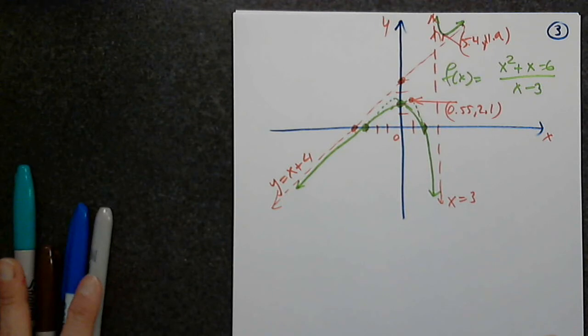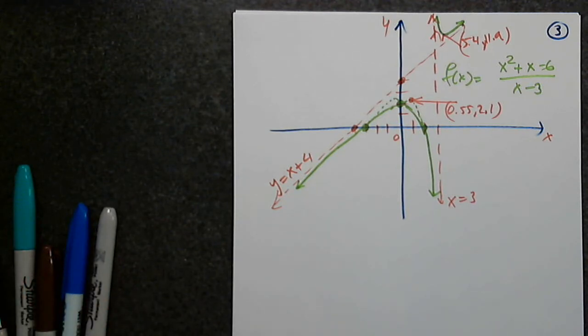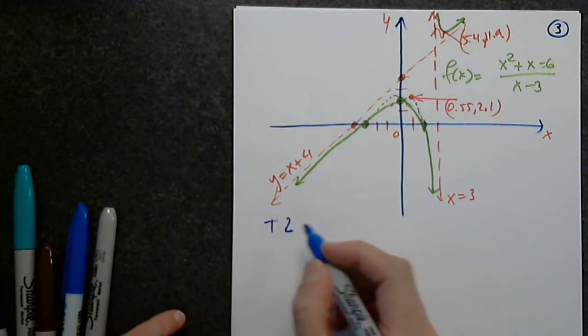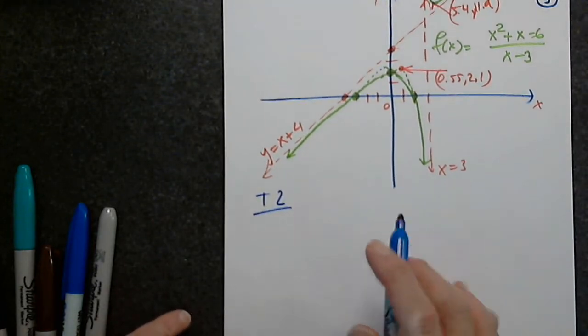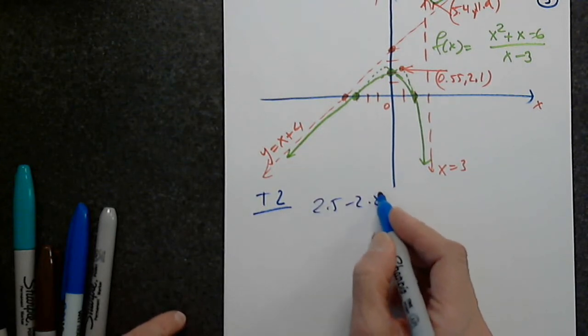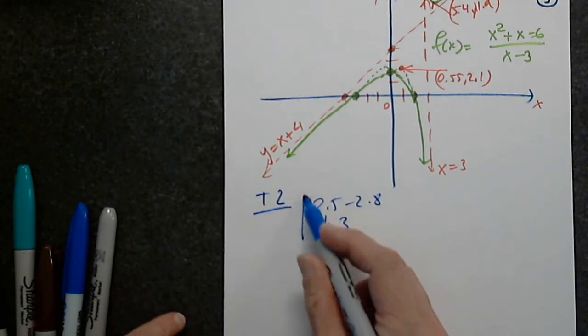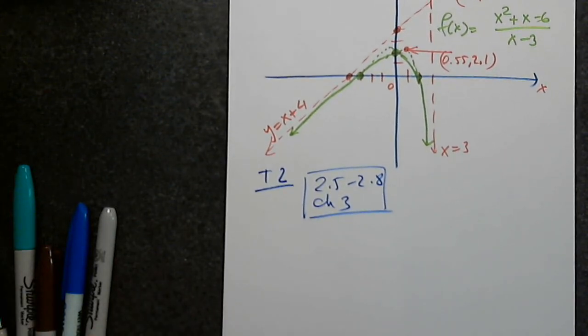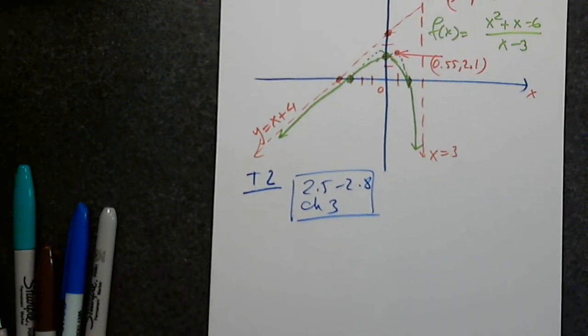Last section for test 2. Some of you, 1 or 2, came in late. So test 2 is scheduled for next Monday. So it covers 2.5 through 2.8 and everything from chapter 3. And there is one final section that is 3.6.